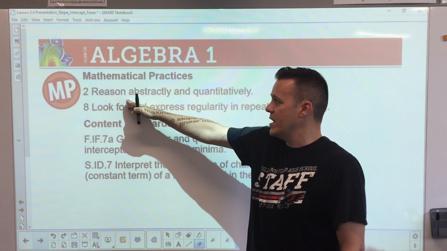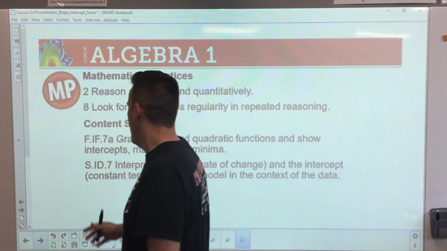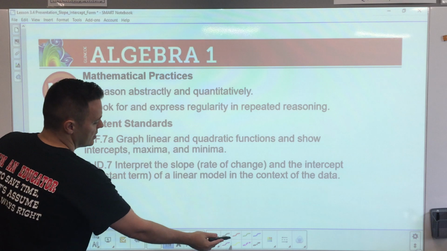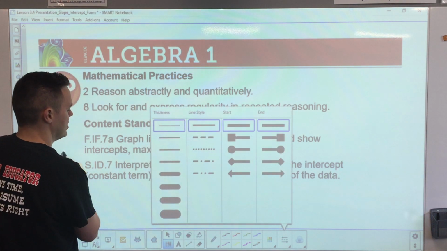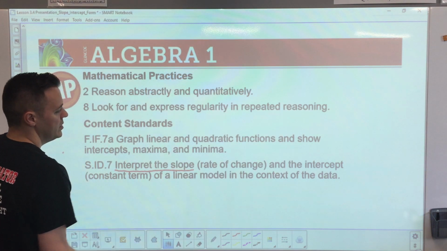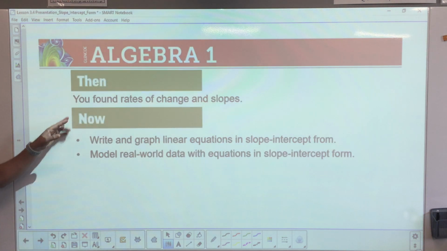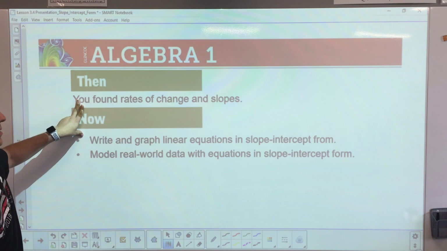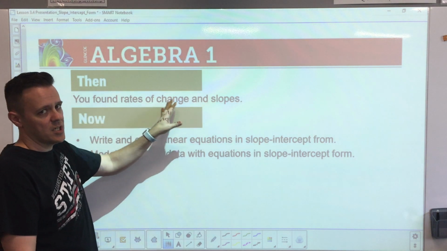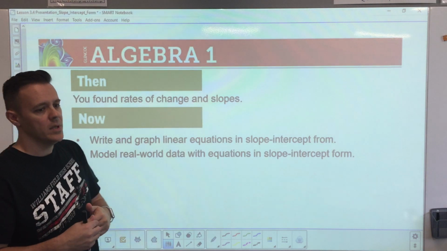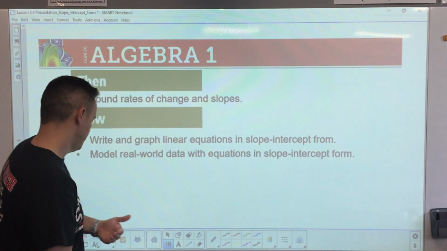We're going to be working on mathematical practice 2 and 8. We are going to start graphing linear and quadratic functions, and intercepts, and then interpret the slope. This one is a big one. You need to be able to do this, okay? Interpreting the slope, the rate of change, and the intercept of a linear model. It's very important. In lesson 3, the one we just did, we talked about finding the slope, the rate of change. Now we're going to actually take the slope and create the slope intercept form of the equation.